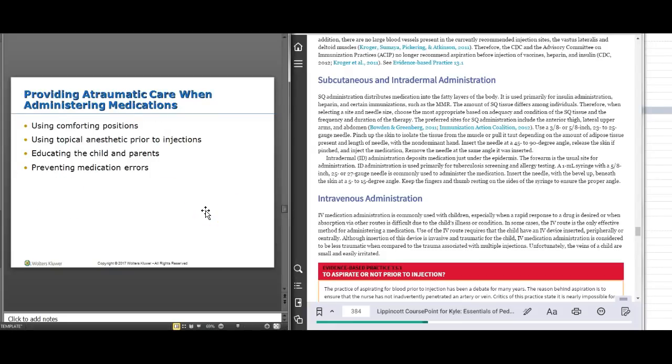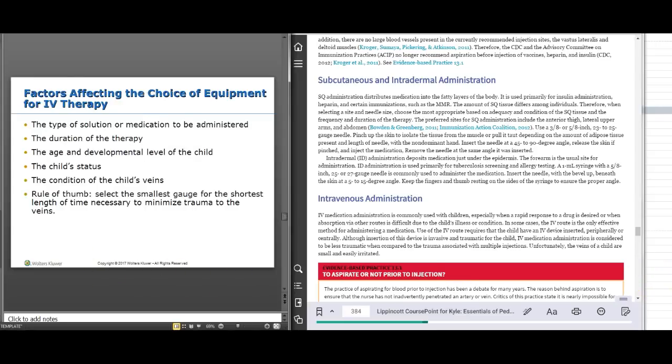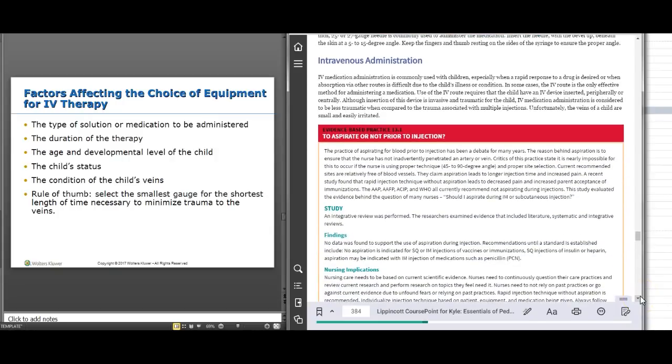All right, when you're doing all of this poking and prodding on your poor little children, you want to make sure that you keep those atraumatic care principles in the back of your head. Comforting positions, parents need to be the good guys, educating the parents, okay, doing your 5 rights, making sure you're giving the right med, right dose, right route, etc. Okay, using those topical anesthetics, so cold spray or EMLA to numb the area that you need to inject. And that really goes into effect when you start to talk about IV therapy.